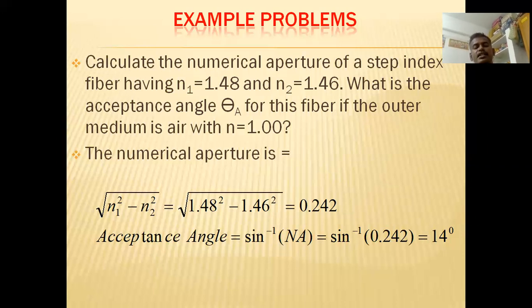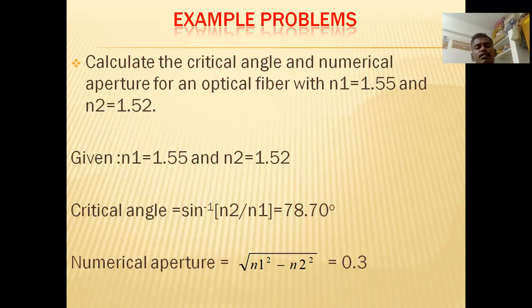Next we are going to calculate acceptance angle theta A. The acceptance angle theta A is equal to sine inverse of numerical aperture. So sine inverse of 0.242 is equal to 14 degree. So only within 14 degree is the light signal accepted by the fiber optical cable. So the acceptance angle for the fiber optical cable is 14 degree.